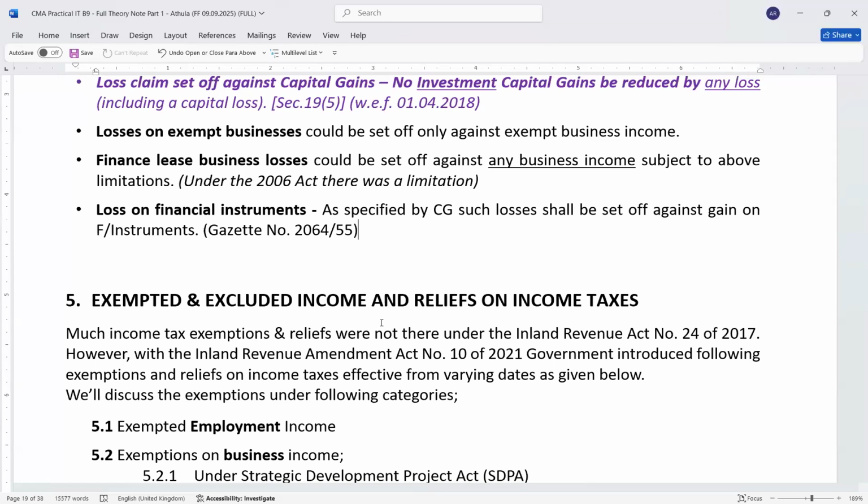But listed shares you can't use, because the capital gain on listed shares is exempted. Therefore, you can't use that. Non-listed shares, yes, you can use.